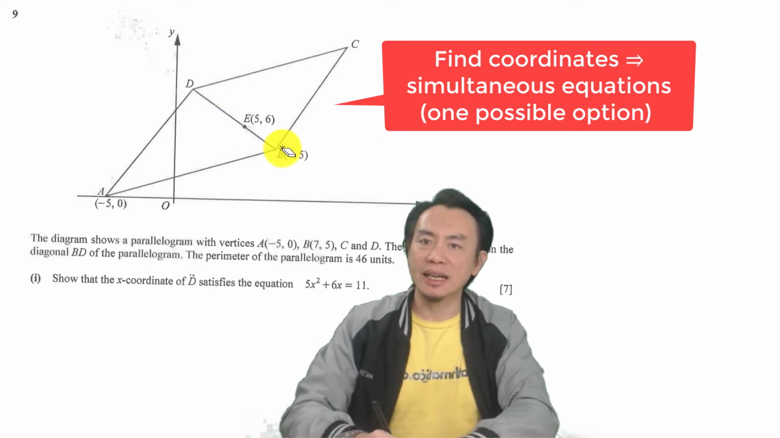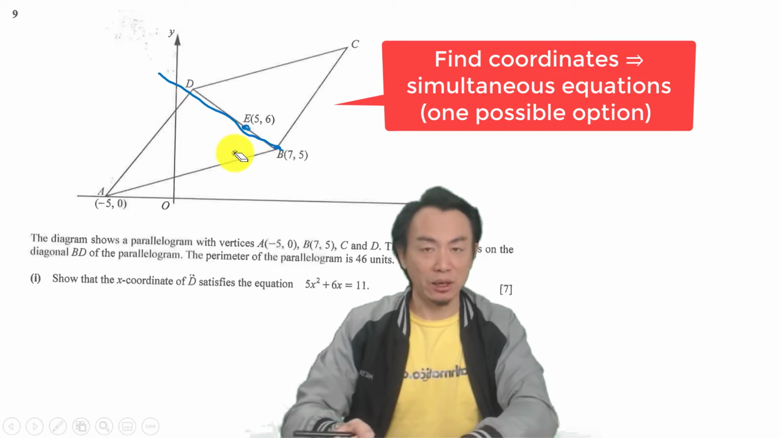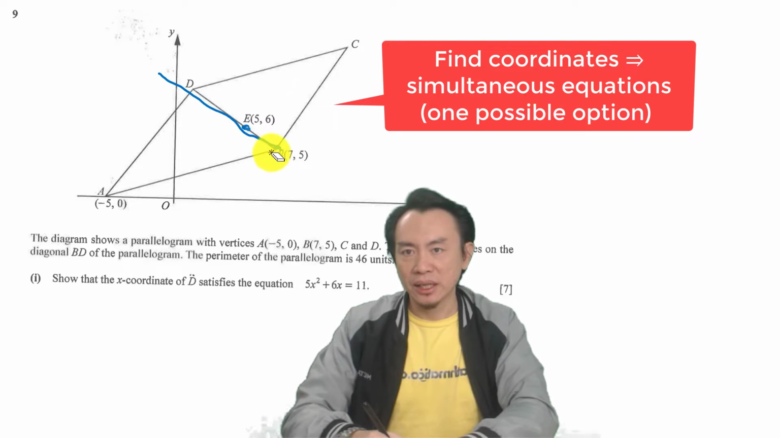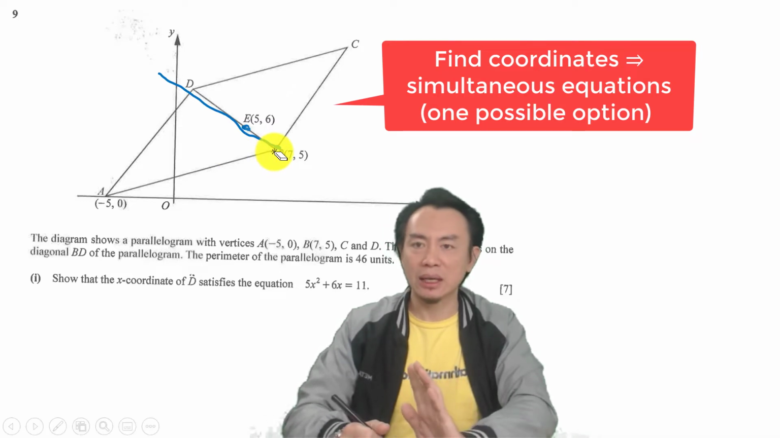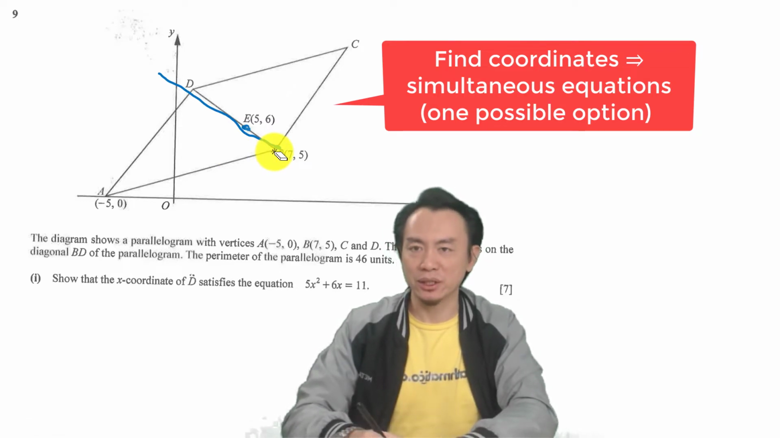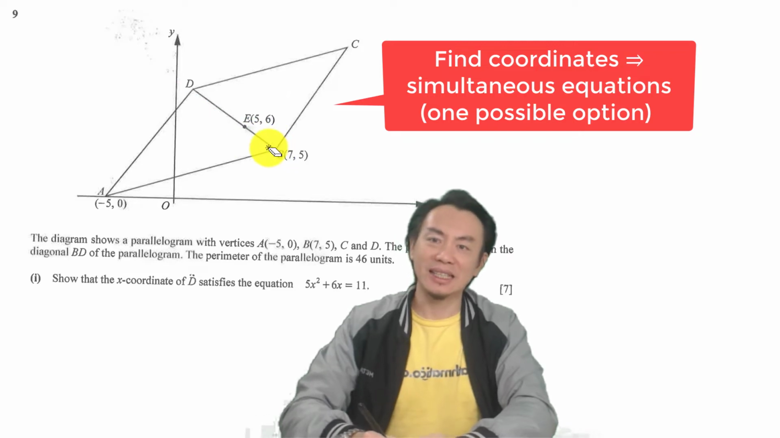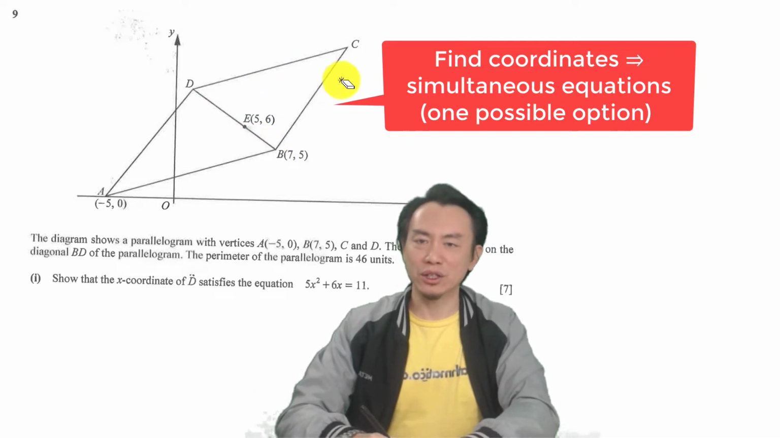Immediately I can see that I have 2 points here. I got point B, I got point E. I can find the equation of BE. That will be one equation already. Then the next question is, how do I get the other equation? So let's get the easy thing done first, okay? Let's find the equation of BE.